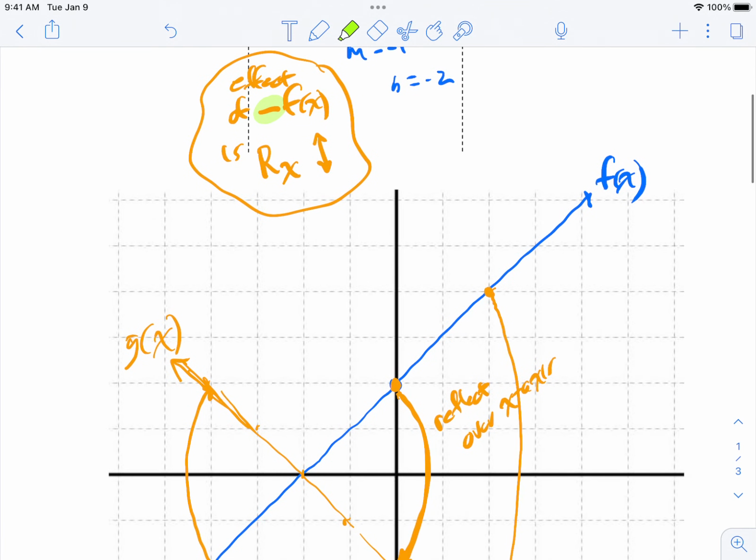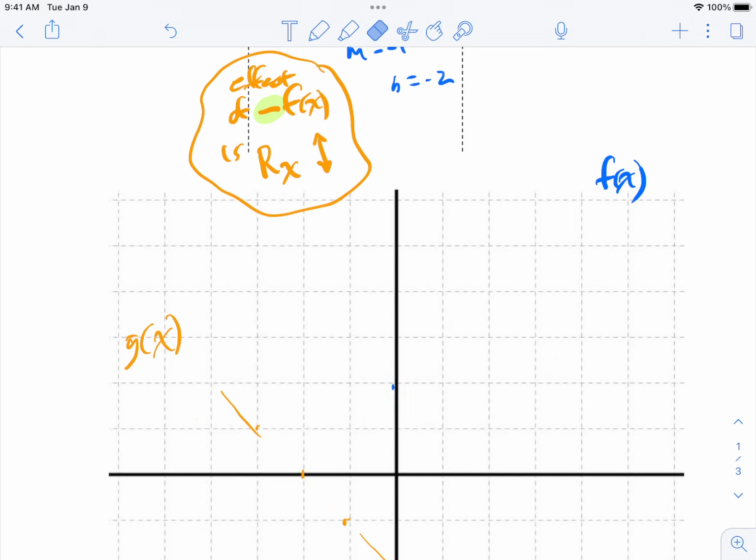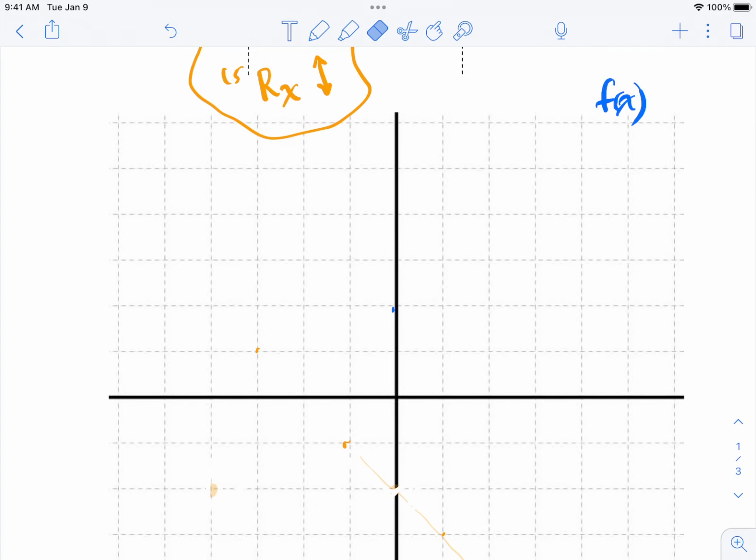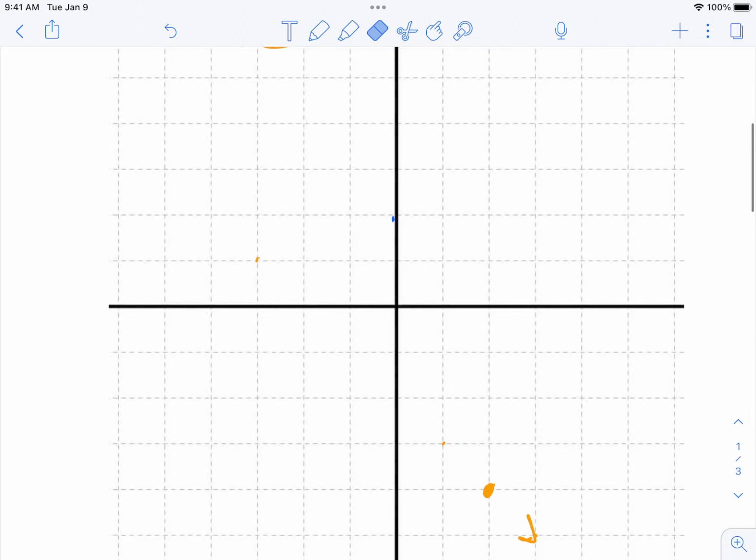Can you dig it? Okay, now let's get this stuff out of the way. Move away, you bother me. Ooh, I was afraid of that. Okay, let's put our blue function back, lest we forget.